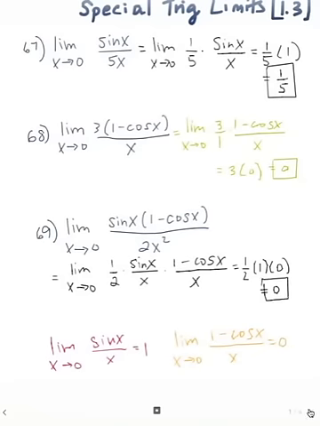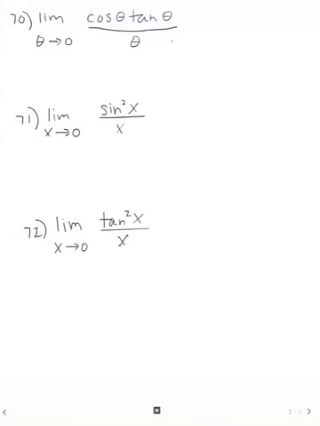Okay, moving on. This one. So what I'm going to do first for this one is write tangent as sine over cosine and see what happens. Again, not to be lazy in not writing this limit portion of the problem over and over again, I'm going to do it.